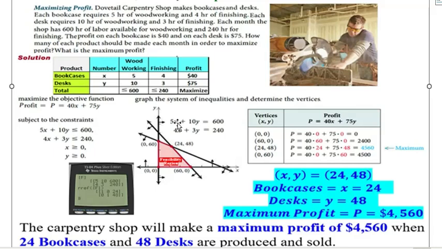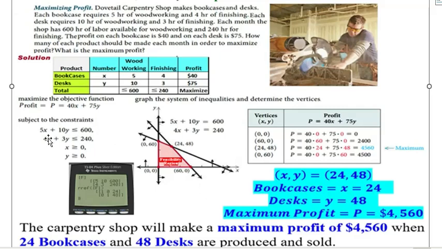So here when x is 0, y is 60. That is 1 point. Then when y is 0, x is 120. And that is the first line. Then we need to graph 4x plus 3y equals 240. When x is 0, y is 80. And that is this point. When y is 0, x is 60. And that is 60, 0. And that is the other line.